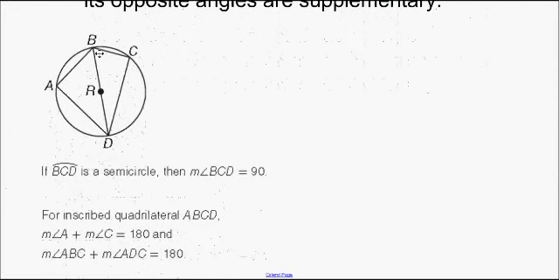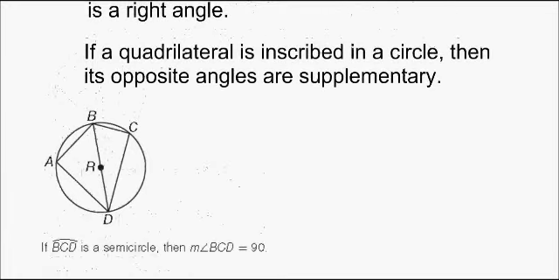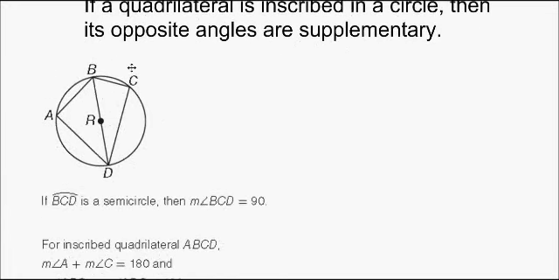So you can see here that we do have a quadrilateral, and since this quadrilateral is inscribed in the circle, I could say that angle B and angle D, if I add those together, equals 180, because supplementary, remember, means they add to 180. And I could say that A and C would also add up to 180 degrees.